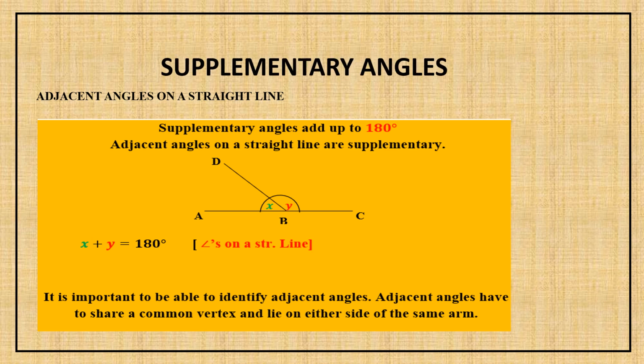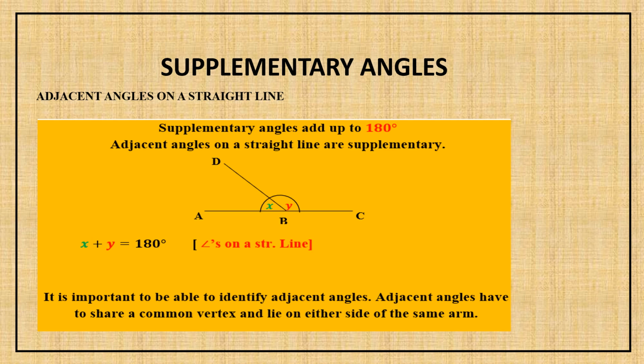Okay, we also have angles on a straight line, which we call supplementary angles. Usually supplementary angles on a straight line are adjacent angles. Like in the figure below, supplementary angles add up to 180, and adjacent angles on a straight line are supplementary. In this case, letter X and letter Y represent angles, and because they are on a straight line ABC, when we add them together, we have 180 degrees. So we call those angles angles on a straight line.